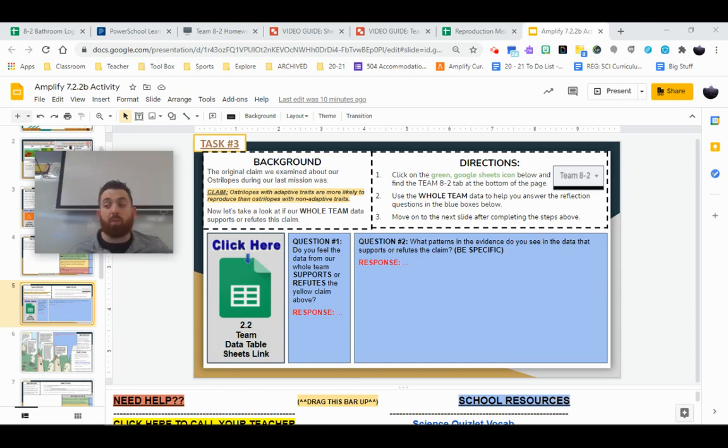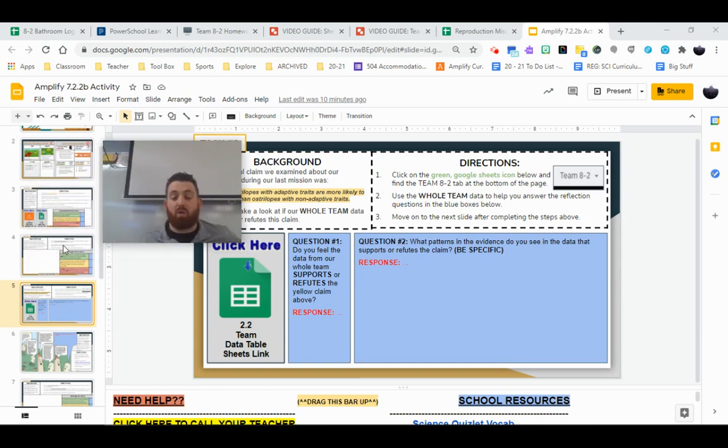If you have questions or need help, reach out to me. If you put your X in the yellow or the red section, obviously check in. Otherwise, good luck.